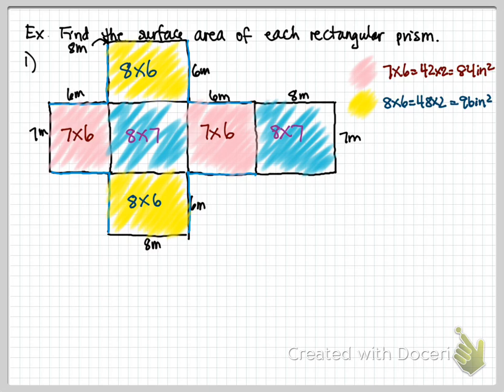And then last, that guy was an 8 by 7, which is 56, but we had 2 of them, so this is going to give me 112 square inches. Oh no, did I do that right? Oh, yep, I did. Okay, sorry. So let's add up. We get 84, 96, 112, and that's 292 square inches is the surface area.